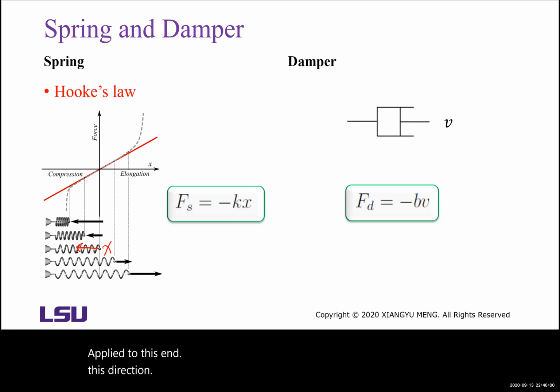How large is this force? It is Fs equal to minus K times the displacement x. Since the direction of this force is to the left, we use a minus sign. K is a constant. It is a characteristic of the spring.